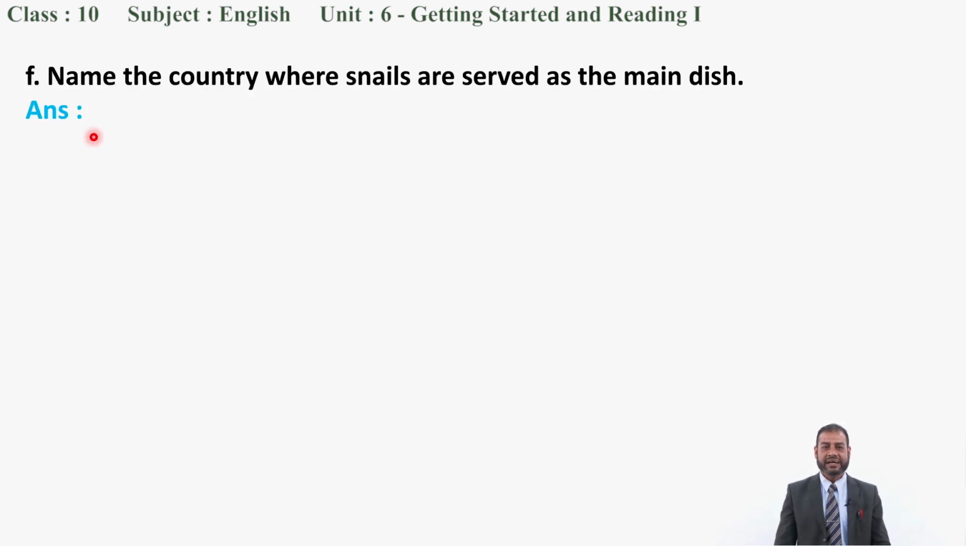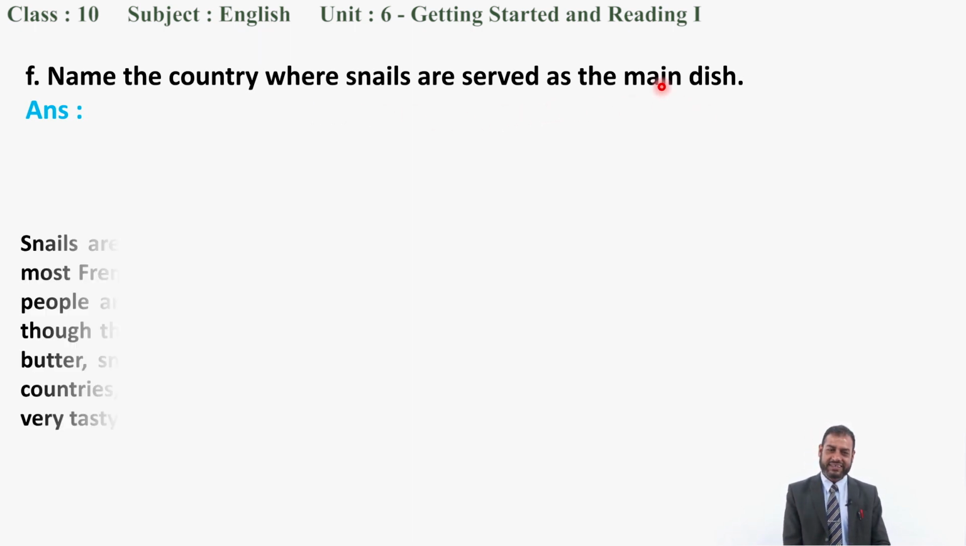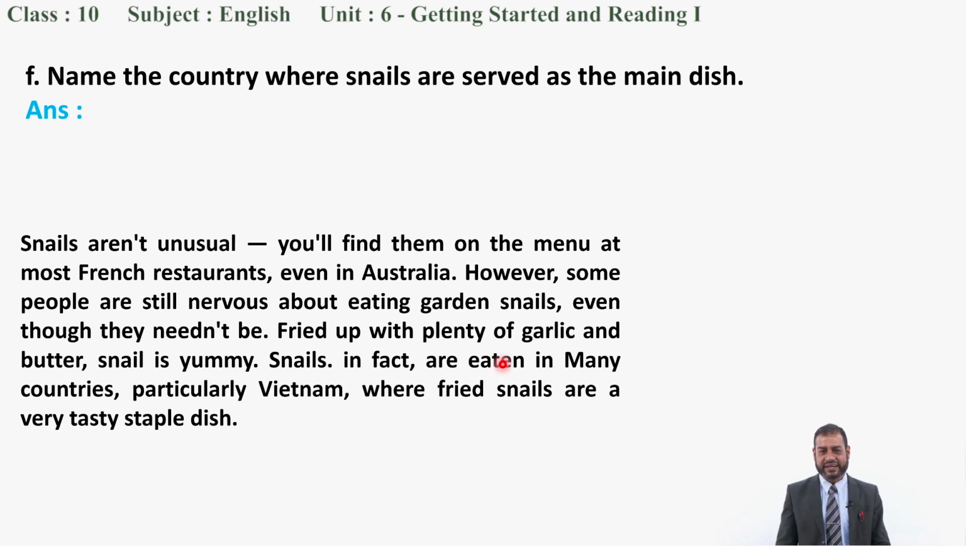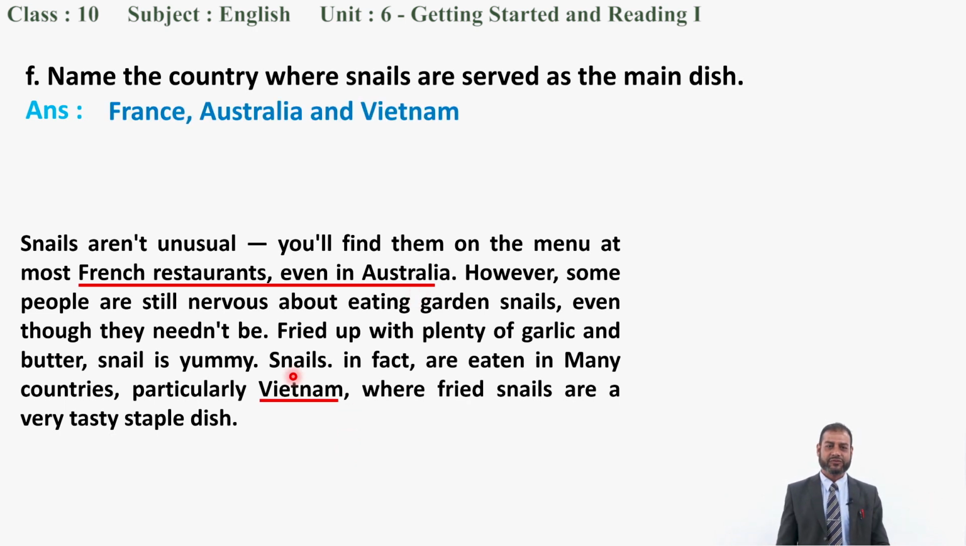Yes, it is name the country where snails are served as the main dish. Okay, so you can find in this paragraph where. See, French restaurants, even in Australia. And then what is another country given here in this paragraph? Please find it quickly. Yes, that is Vietnam. So your answer can be France, Australia and Vietnam.